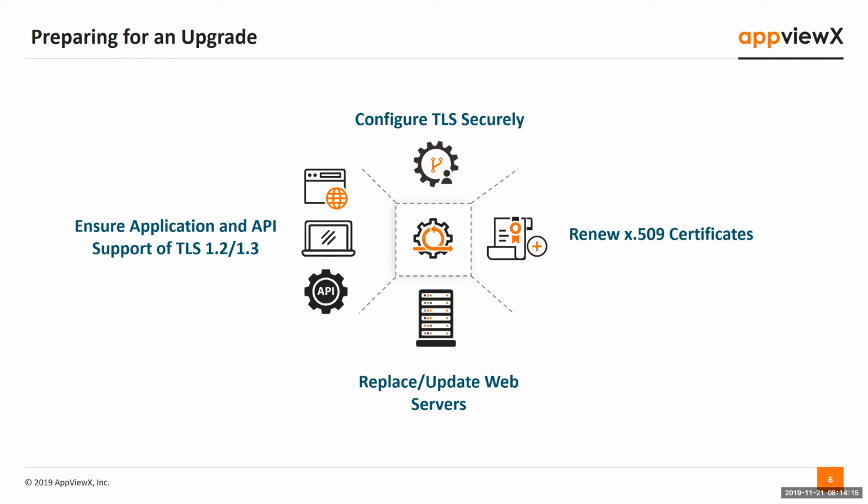The next important aspect is to make sure that the endpoints are configured properly and securely to make sure they only support these protocols. And then the other important aspect, if you are looking at TLS 1.3, is to make sure you use only SHA-2 certificates. And you have to replace those certificates to support SHA-2.